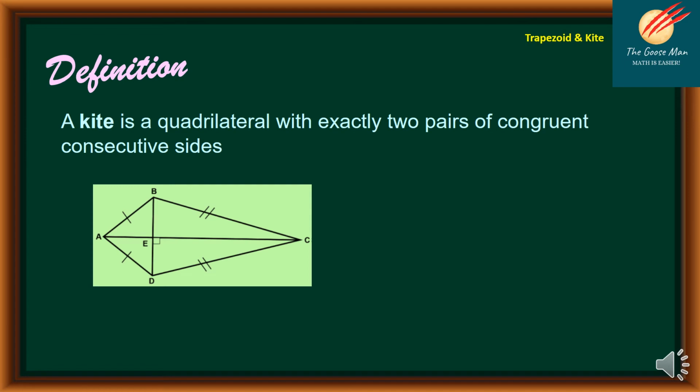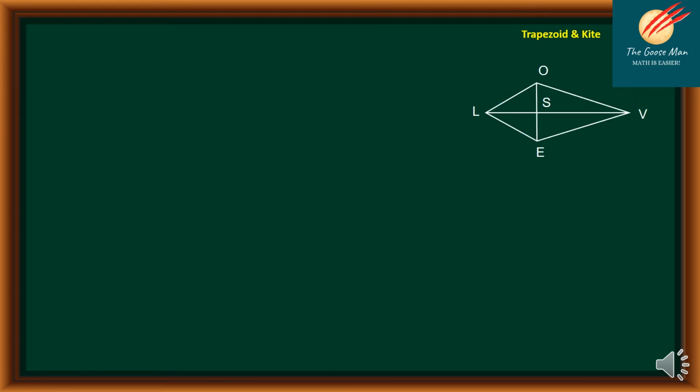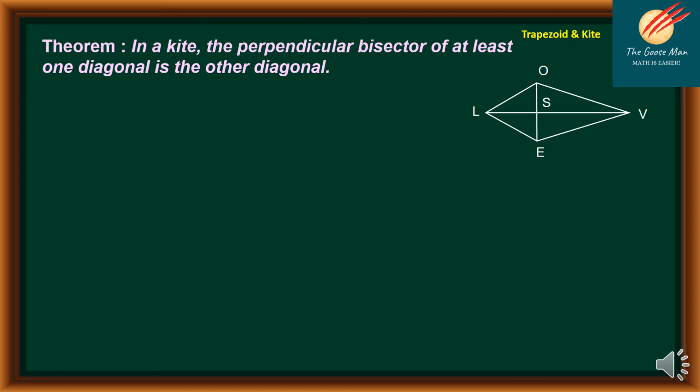Now that we are done on trapezoids, let's move on to kites. A kite is a quadrilateral with exactly two pairs of congruent consecutive sides. In our illustration, we have AB is congruent to AD, and BC is congruent to DC. All right, let's have a theorem. In a kite, the perpendicular bisector of at least one diagonal is the other diagonal.